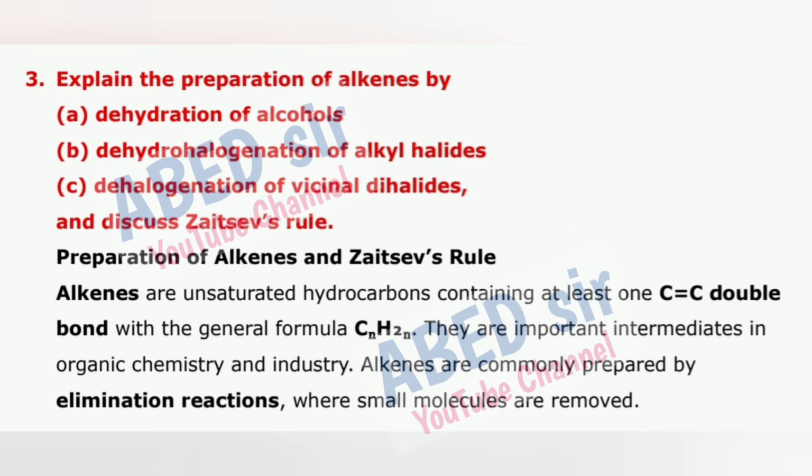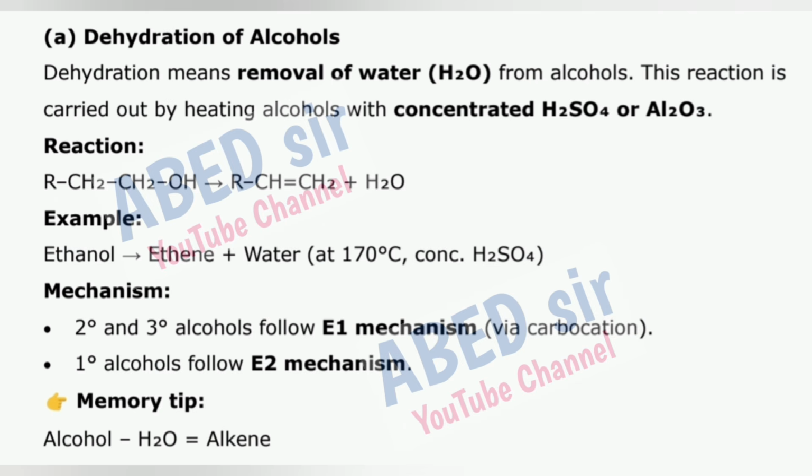Alkenes are unsaturated hydrocarbons containing at least one C=C double bond with the general formula CnH2n. They are important intermediates in organic chemistry and industry. Alkenes are commonly prepared by elimination reactions, where small molecules are removed. A. Dehydration of alcohols. Dehydration means removal of water, H2O, from alcohols. This reaction is carried out by heating alcohols with concentrated H2SO4 or Al2O3.